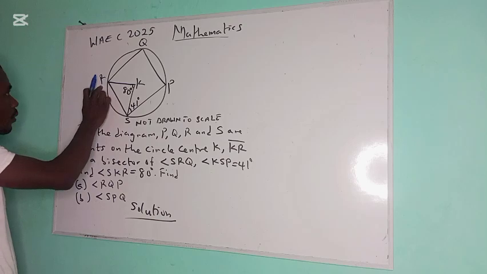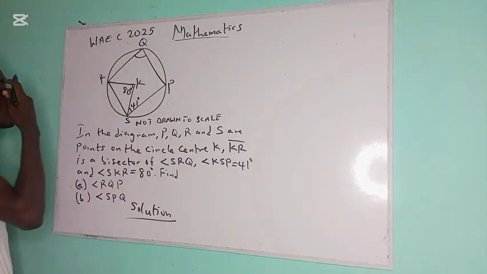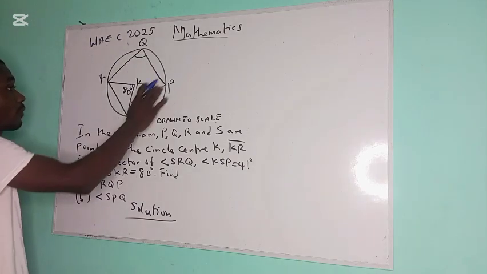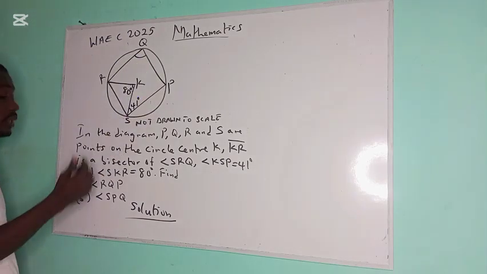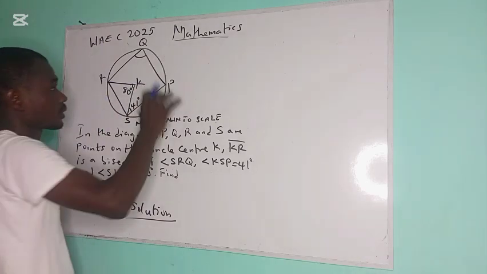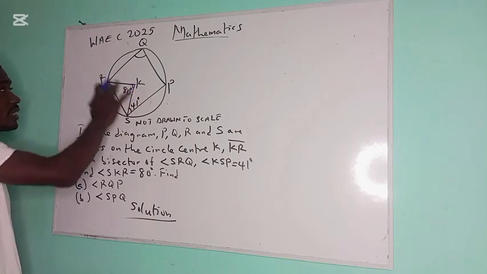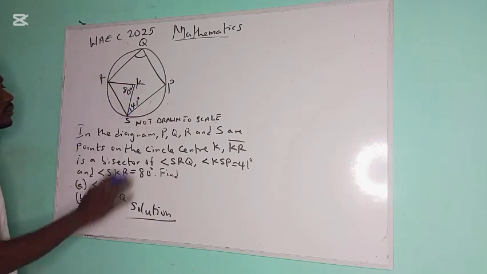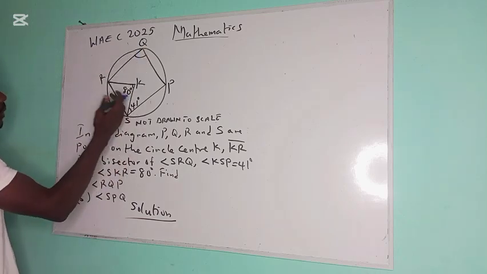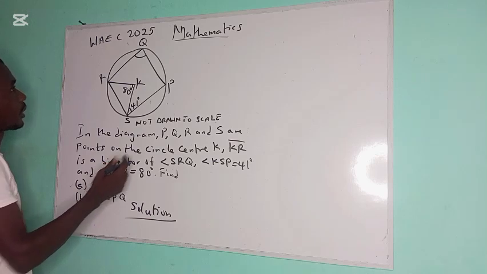RQP. Okay, this angle, right? So this is a circle, and inside it we have a quadrilateral, but this is what we call a cyclic quadrilateral, where a quadrilateral is inscribed inside the circle. So now, how do we go about it? We know one of the rules in cyclic quadrilateral.